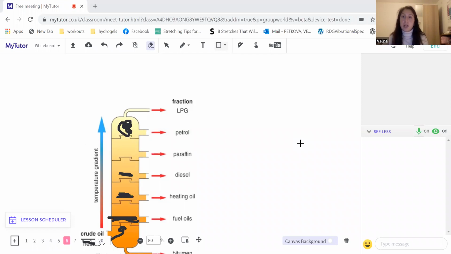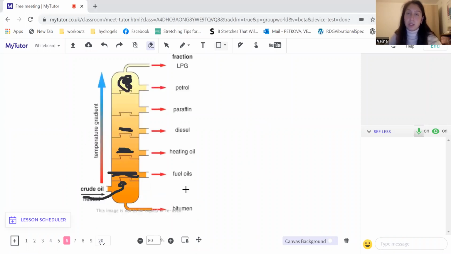Why do we use fractional distillation? So we use fractional distillation because we want to separate two miscible liquids. That's the most important thing to remember, miscible liquids. Two miscible liquids are liquids that can fully mix together. You don't see any sort of difference in the two liquids. So that's when we use it.